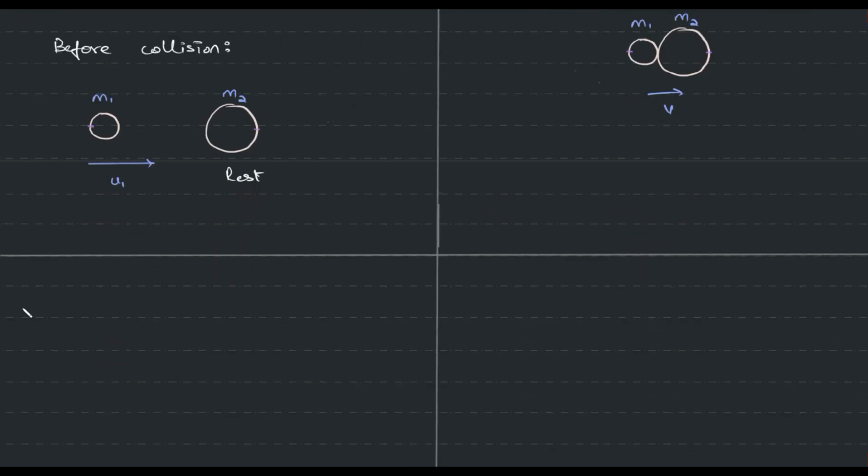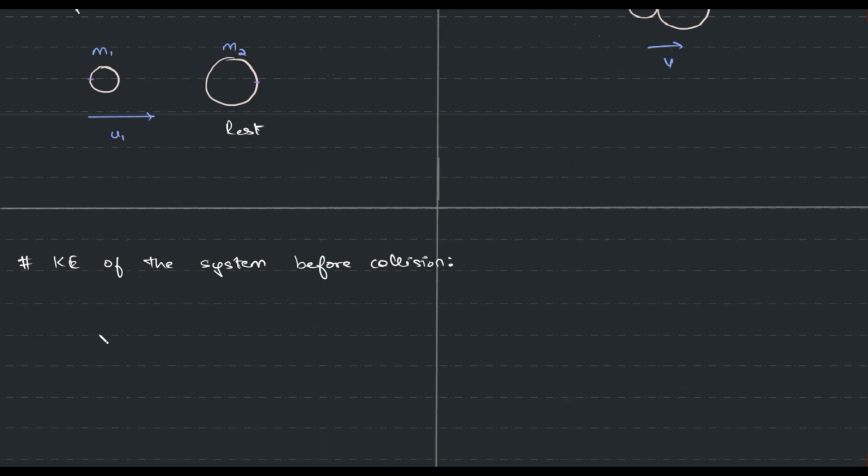Now, it's kind of simple. So we have kinetic energy of the system before collision. Kinetic energy is given by half m1 u1 square plus 0, right? The second object has no kinetic energy.